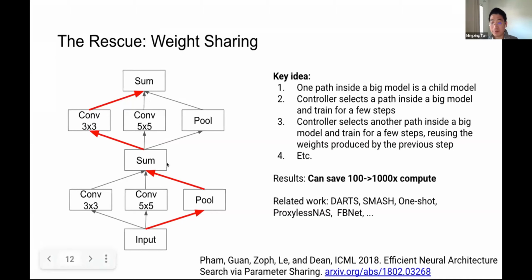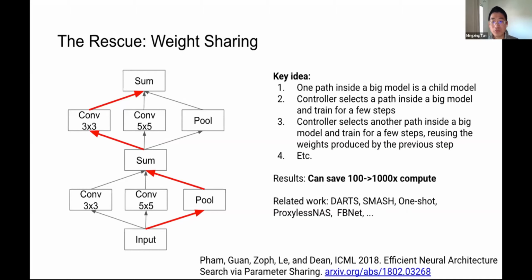So by doing this, you can sample a lot of candidates, but each candidate only trains a couple of steps instead of thousands of steps. In this way, it can significantly reduce the cost. Usually, it reduces the cost by like 100 times or even 1,000 times. And there are many works like DARTS, our ProxylessNAS, FBNet, and our new TuNAS work. They're all based on this idea.